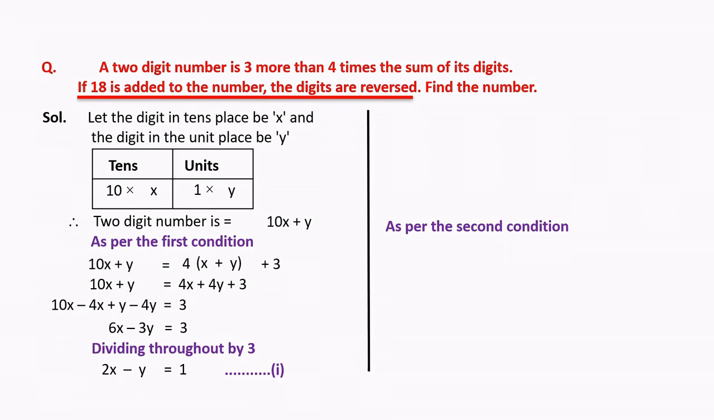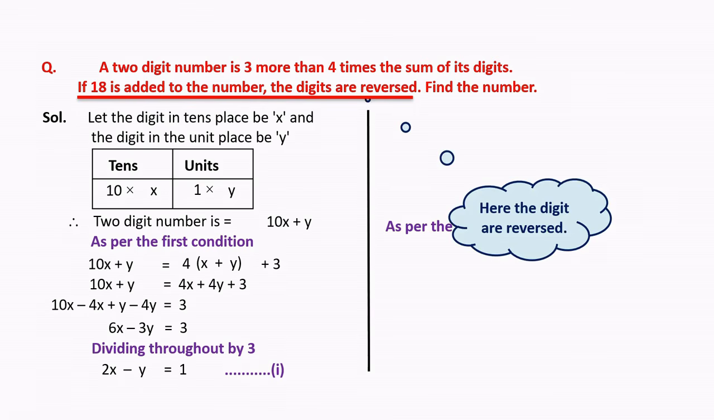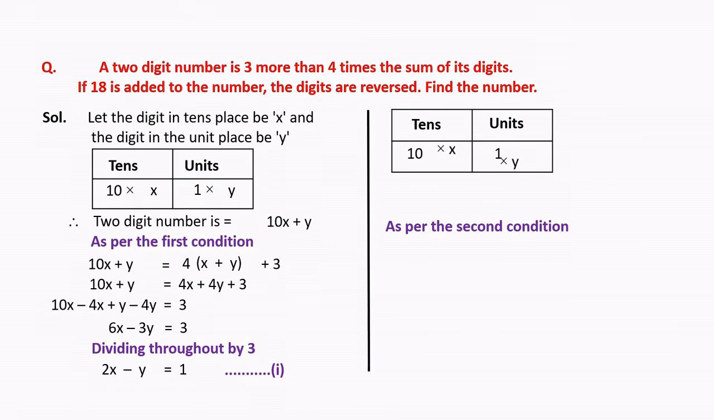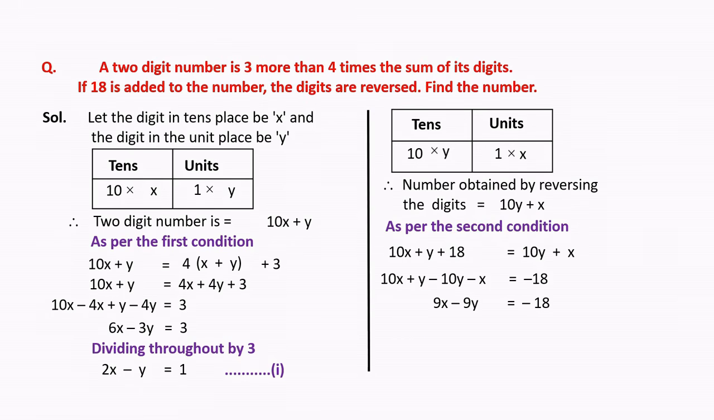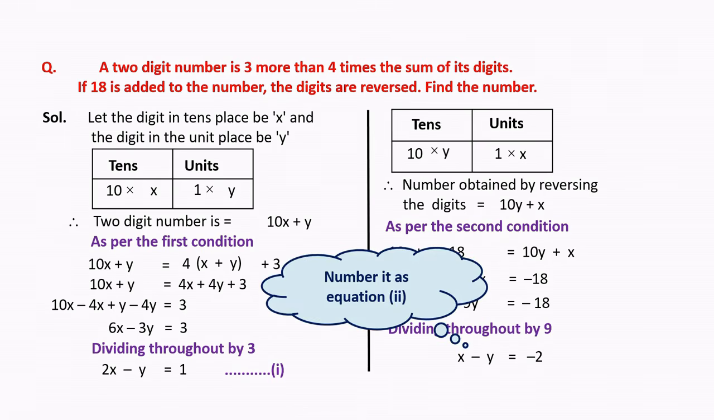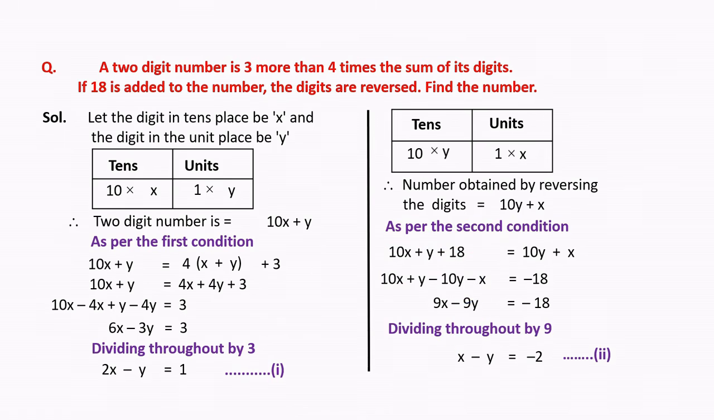Now, moving to the second condition. When the digits are reversed, the new number becomes 10y plus x. So, 10x plus y plus 18 equals 10y plus x. Rearranging, we get 9x minus 9y equals minus 18. Dividing throughout by 9, we get x minus y equals minus 2. This is equation 2.